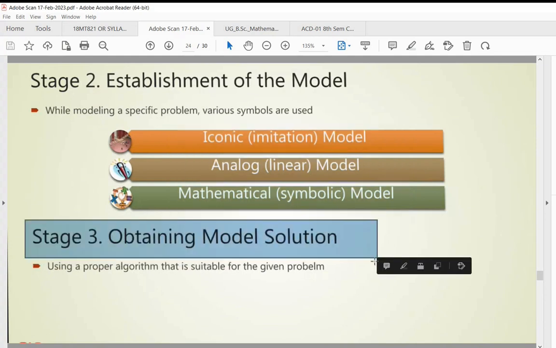Then stage 3 is that whatever model you have defined, that might be an analog model, that might be a mathematical model, for that we have to get a proper solution. For that we are going to use a particular algorithm in order to resolve whatever problem has been defined. This is the third stage.